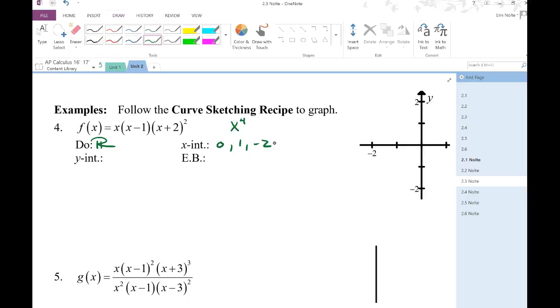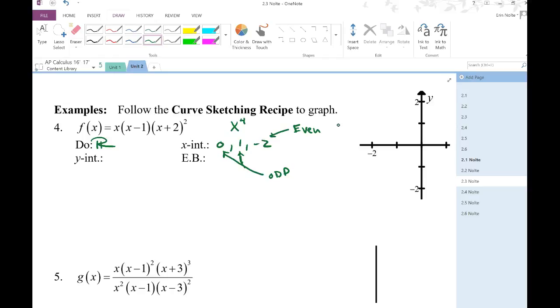Of 0, 1, and negative 2, what is 0? Is that even or odd? What's the exponent above this x right here? 1, so is that even or odd? What about the x minus 1? Odd. And what about the x plus 2? Even, right? So these two, 0 and 1, are both odd, which tells me that those are going to cross through the x-axis. Negative 2 is even. So when the graph hits negative 2, it's going to bounce. Boink. Go right back up.